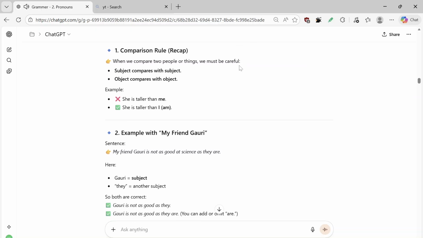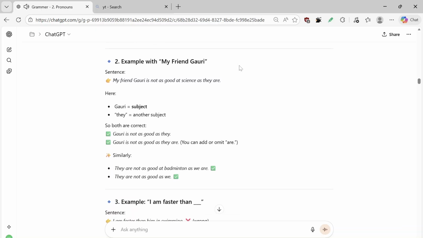Example 2, with my friend Gauri. Sentence, my friend Gauri is not as good at science as they are. Here, Gauri equals subject, they equals another subject. So both are correct. Gauri is not as good as they. Gauri is not as good as they are. You can add or omit are. Similarly, they are not as good at badminton as we are. They are not as good as we.